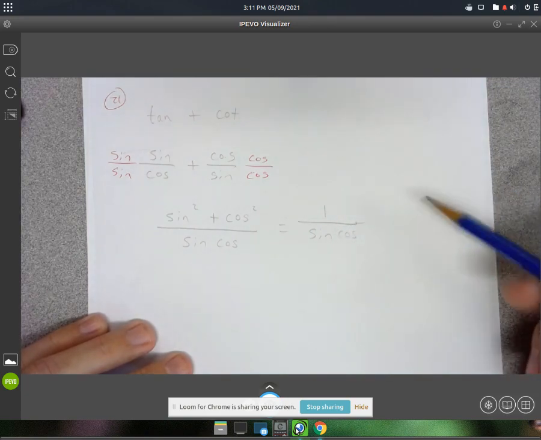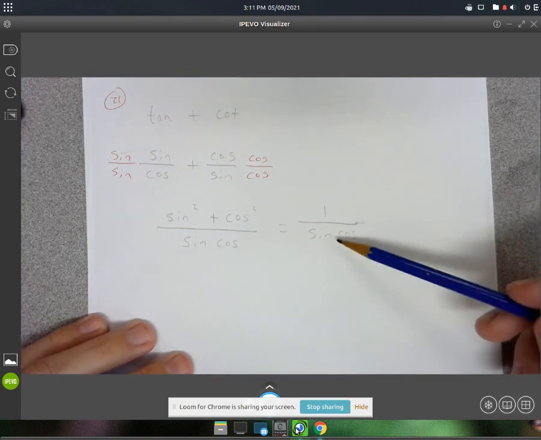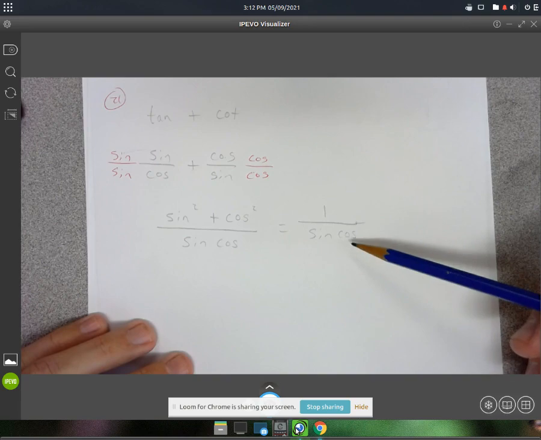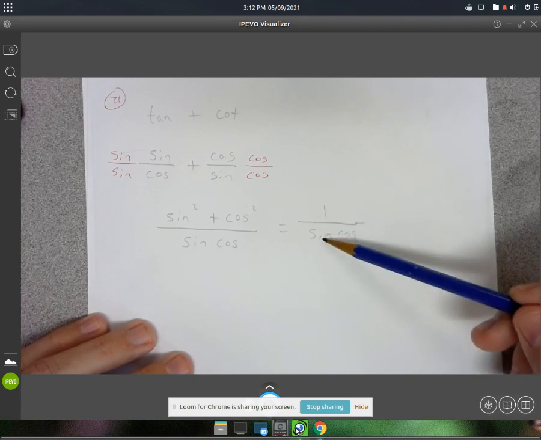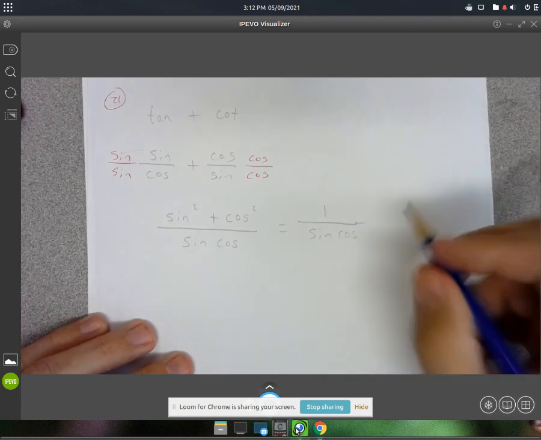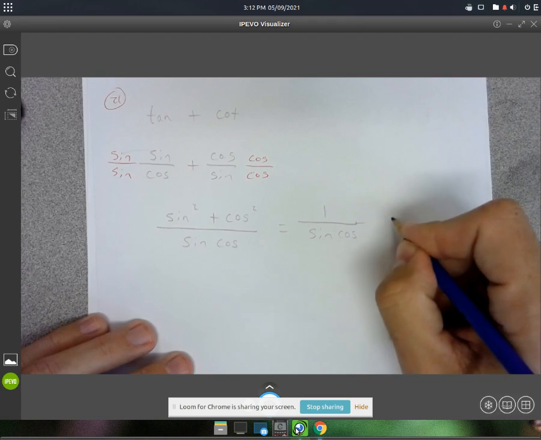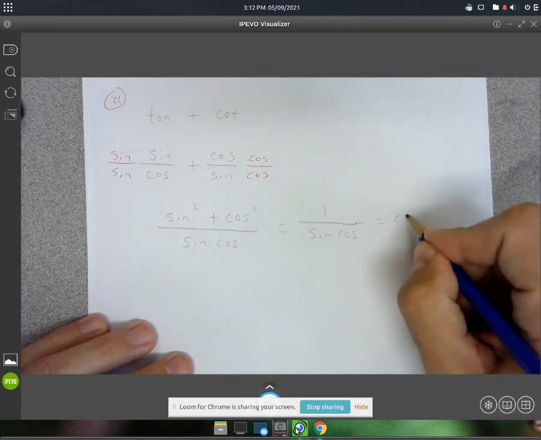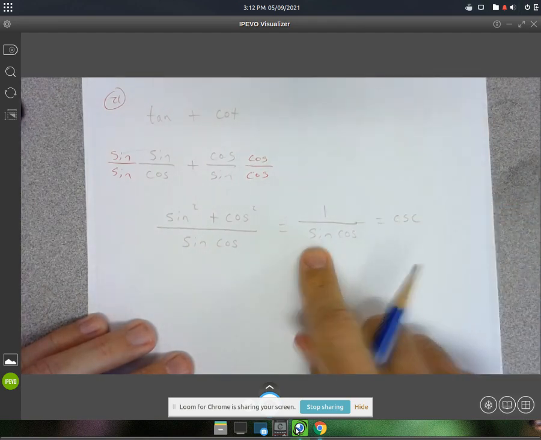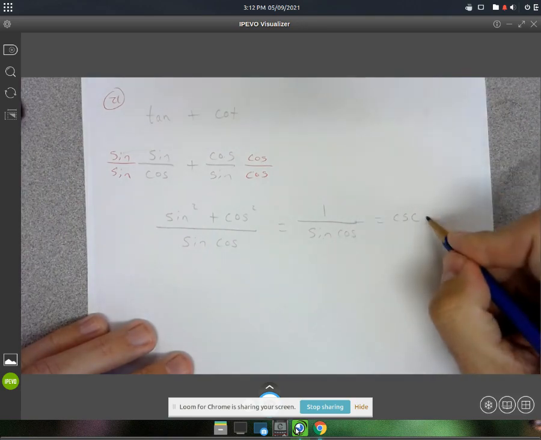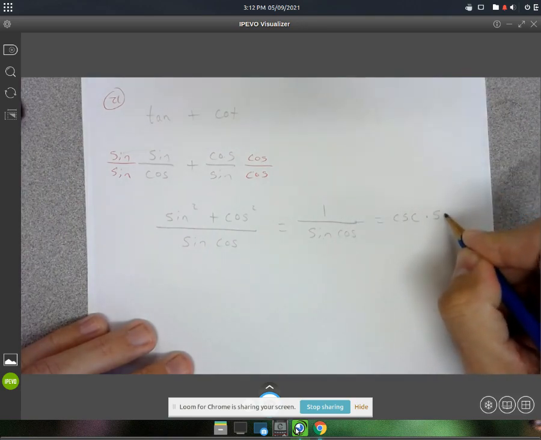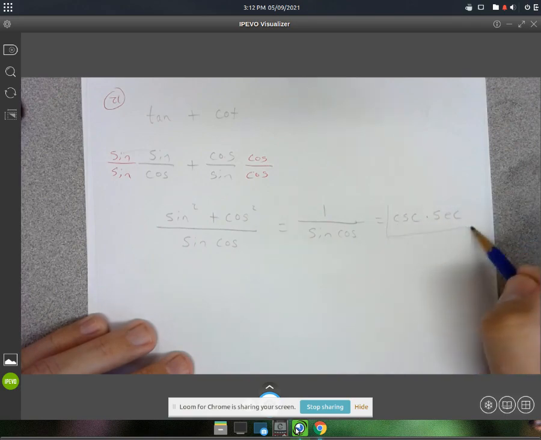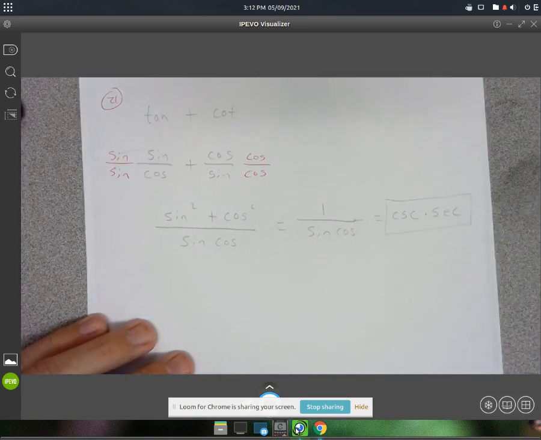Okay, and then the last thing you do here is use the reciprocal trig identity. So you have 1 over sine and 1 over cosine. This is going to end up turning into cosecant for the 1 over sine, and then secant for the 1 over cosine. All right. And that will be number 21.